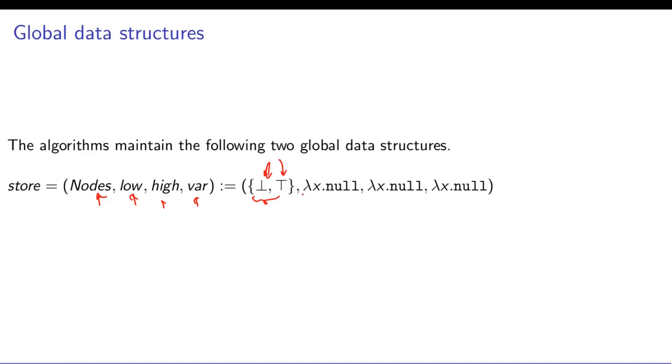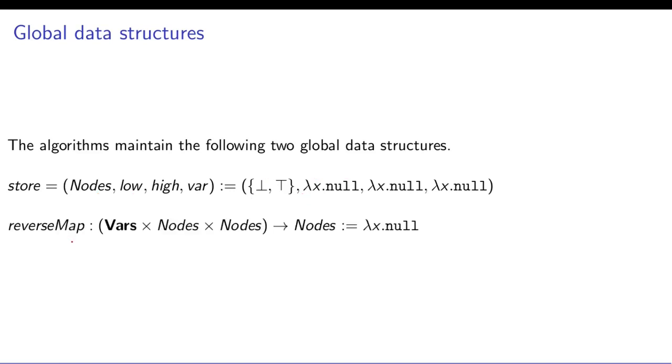Initially the map is empty. It means that if you give it any parameter, it will return null. Nothing is initialized. We also maintain a reverse map. It means that if I give you a variable and a pair of nodes, it can tell you which node was constructed using this variable and these two children nodes. Again, this map is initially empty, so if you give it any input, it will produce null. And slowly, as the data structure is built up, these will be changed.